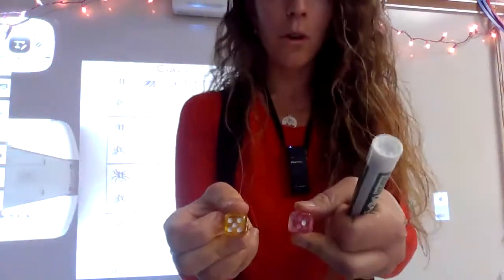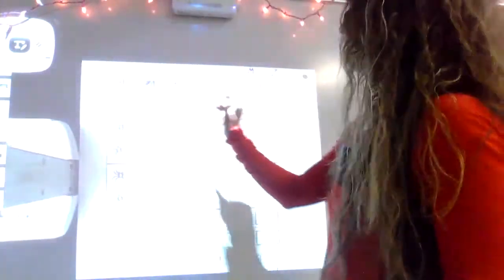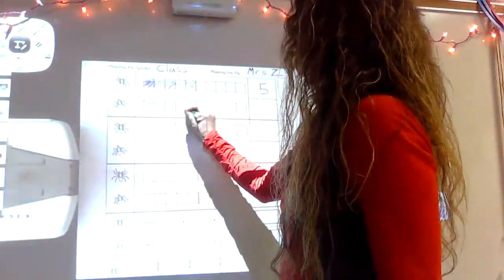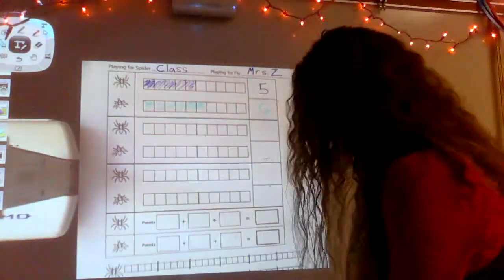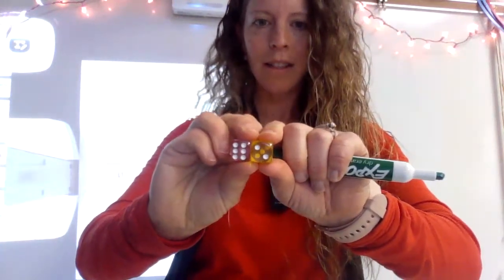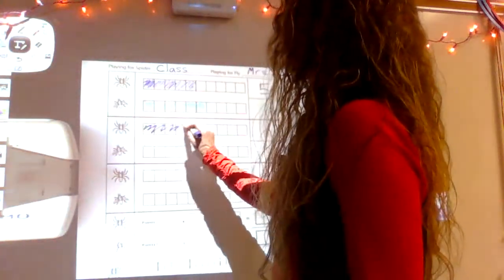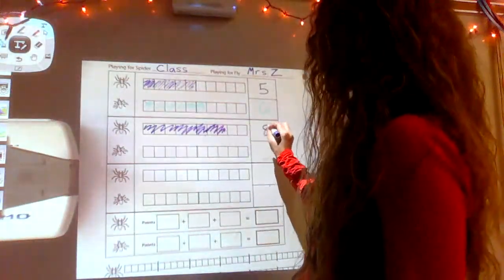Okay, I'm going to use a different color. My turn. I rolled 5 and a 1. 5 plus 1. There's my 5. Plus 1 more would be 6. Okay, class. You rolled 6 and 2. 6 plus 2 is, let's see, there's our 6. Plus 2 more would be 8.